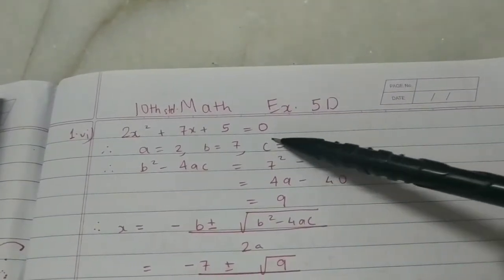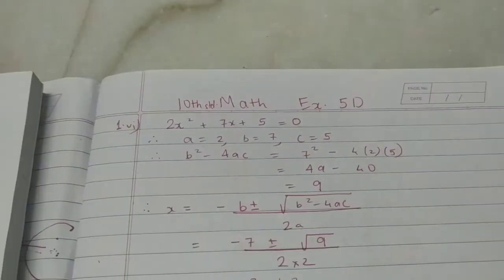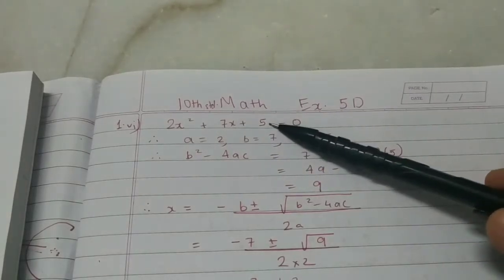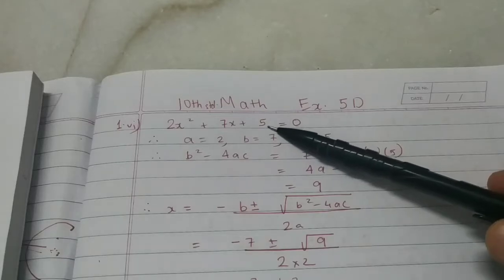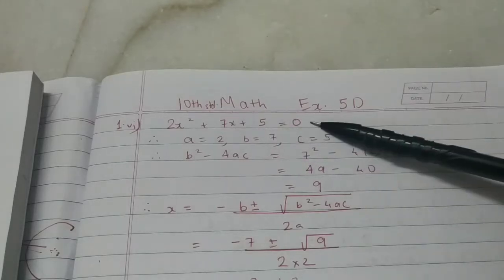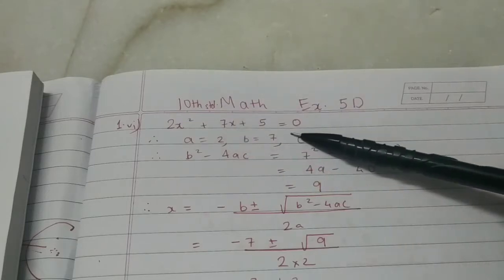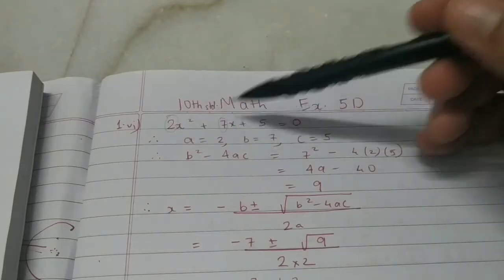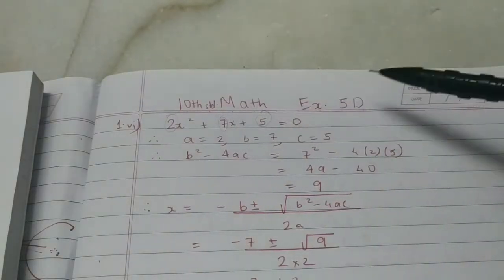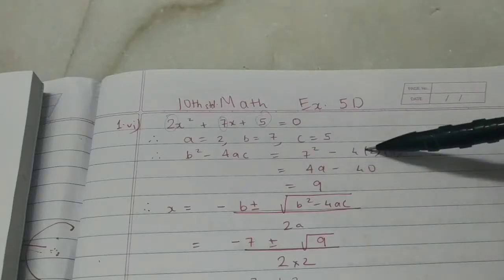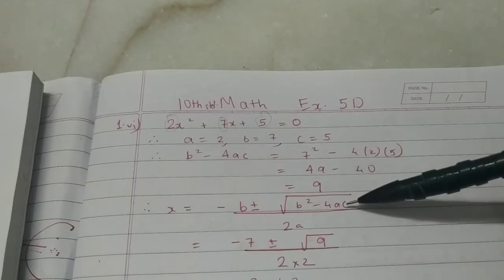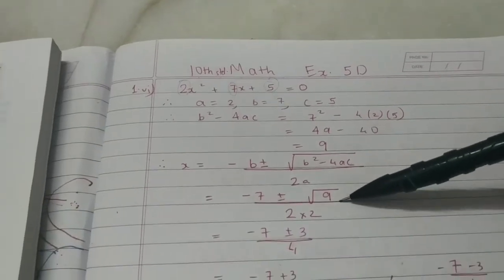So this quadratic equation is given. Here splitting the middle term will be possible, and yet in the question they have mentioned using formula. So let's do it. First of all, comparing it with the standard form, we get the value of a as 2, b as 7 and c as 5. Using these values, find the discriminant, which comes out to be 9. And then using the formula, we substitute all the values.